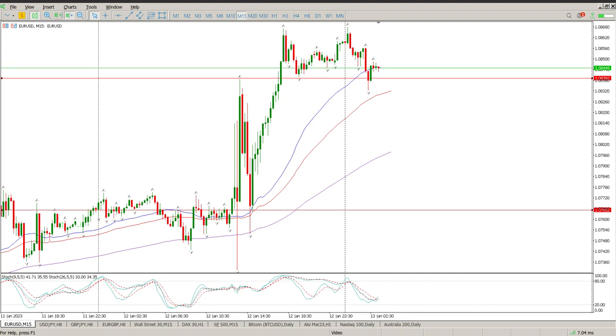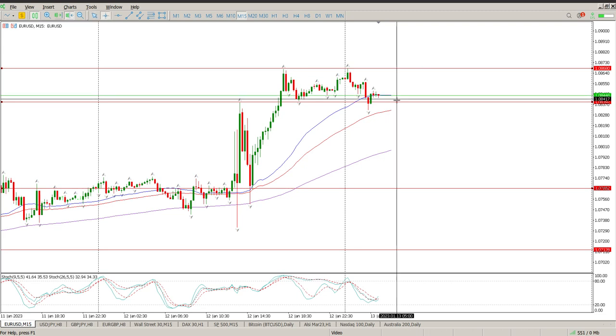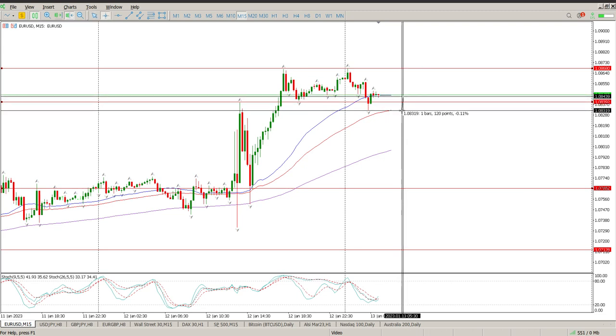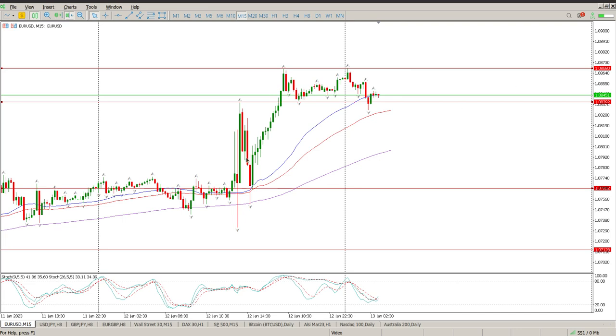If that happens, then you have a fairly decent opportunity, and I would just move to the top here because it looks like it could be a bit of a range setup. So along there, you're going to have a 120, 130 point stop loss, and you're going to be looking for 230 points gain. So almost a 2-to-1.